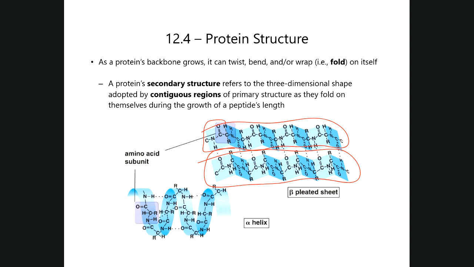And what forms the floor or the body of the sheet is the individual strands that are side by side. We call that a beta pleated sheet, okay? It's what it's called. And again, what holds it together is a nitrogen finding a carbonyl and another carbonyl finding a nitrogen and another nitrogen finding a carbonyl and another carbonyl finding nitrogen and so on and so forth.